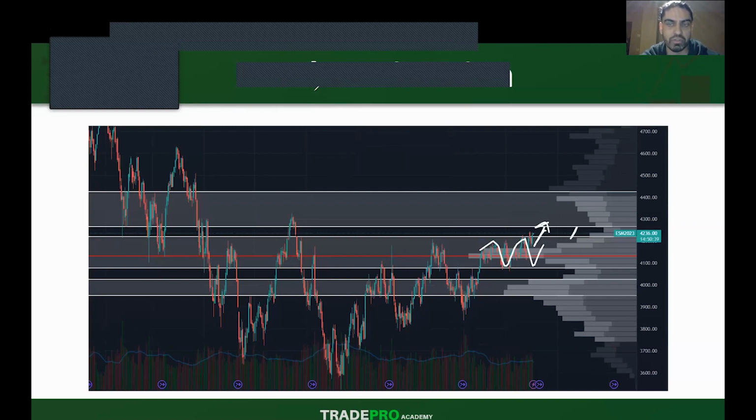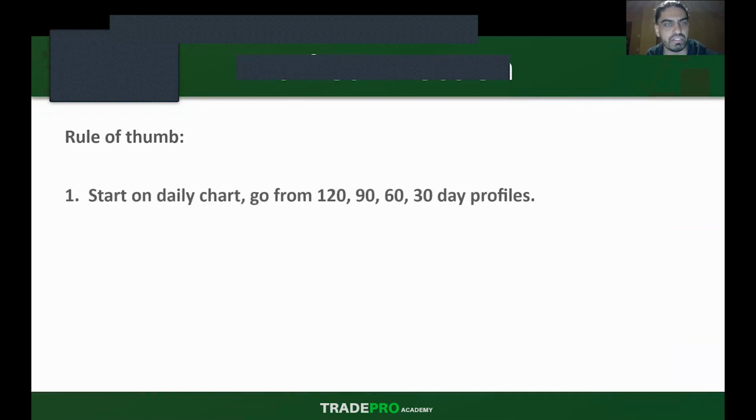So the expectation is for price to run through this area. And even though this looks small, this is like a 20-point gap. And the idea is to accept into the distribution back above, right? So those are the ideas. This is how we start thinking about the big picture of directionality. A general rule of thumb is to start on a daily chart when you're looking at these distributions. Go from a 120-day to a 90 to a 60 to a 30-day profile.